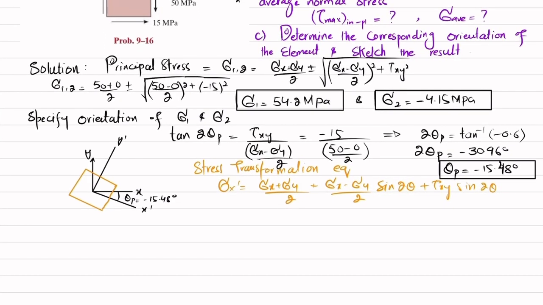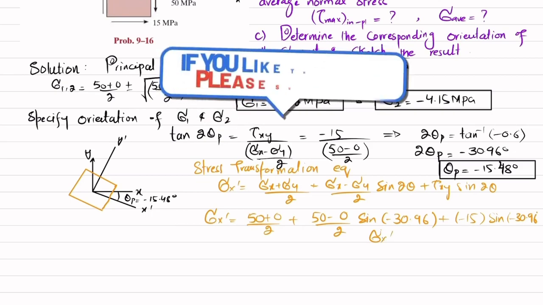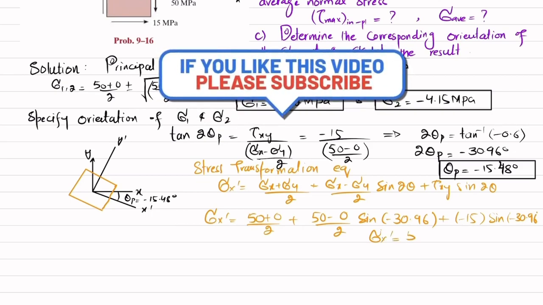So put the value, we will get sigma x dash is equal to (50 plus 0) divided by 2 plus (50 minus 0) divided by 2 into sine of minus 30.962 theta, plus tau of xy. So tau of minus 15 into sine of minus 30.96 degree. So when you calculate it, you will get sigma x dash comes out to be 54.2 megapascal.